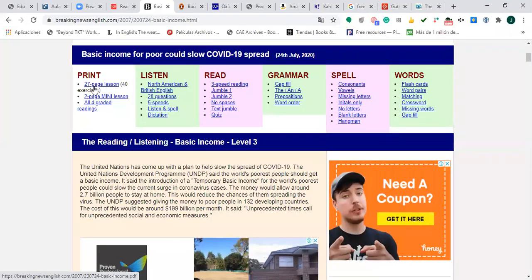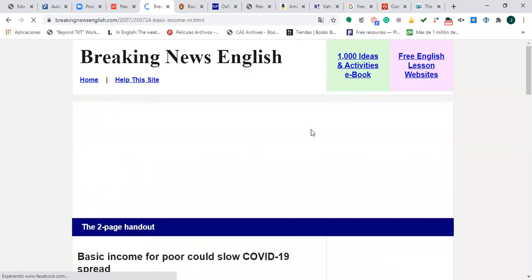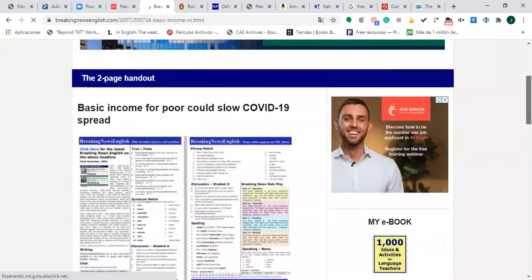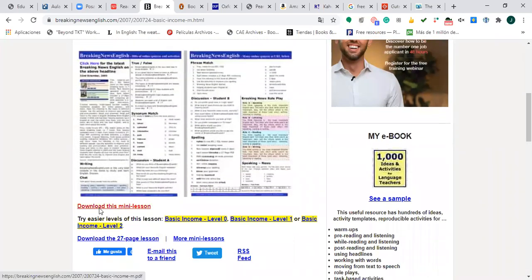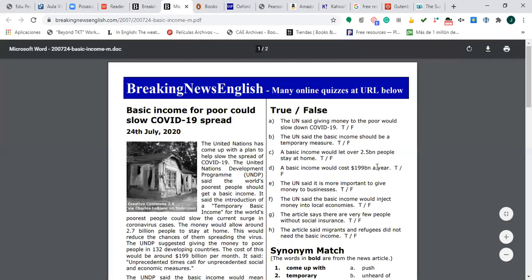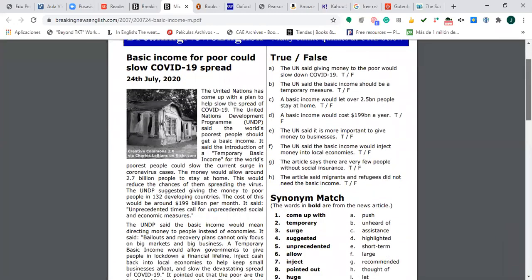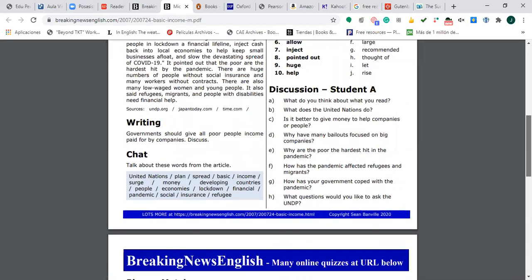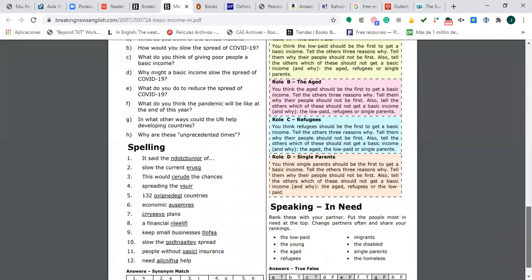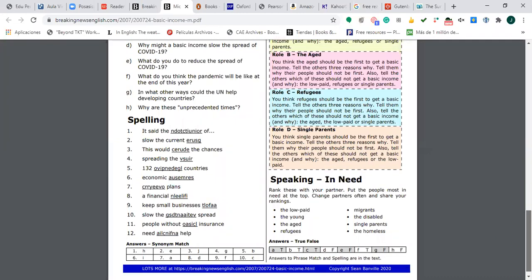You can print, notice here, print with 40 exercises. Notice here, you have 40 exercises, a 2-page mini lesson, if it is a basic one, so 2 pages, all for graded readers. So let's start with a mini lesson. Let's see. Yeah, this is the mini lesson. You can download the mini lesson. Yeah, this is the reading. Notice it's short, and the reading is short, and you have some exercises about it. All right? And you have also here the answers.